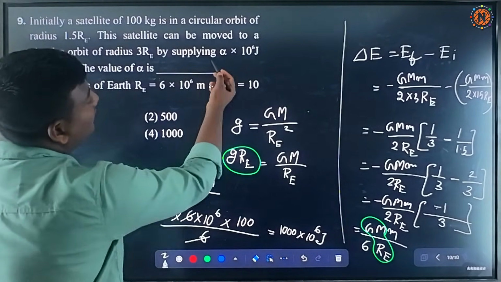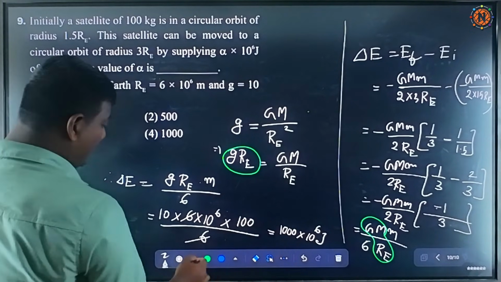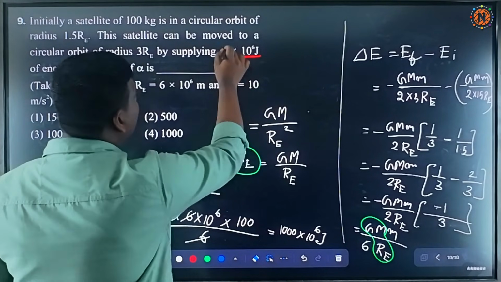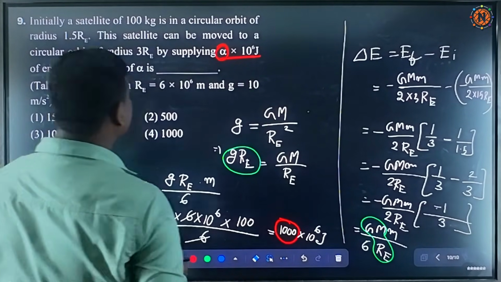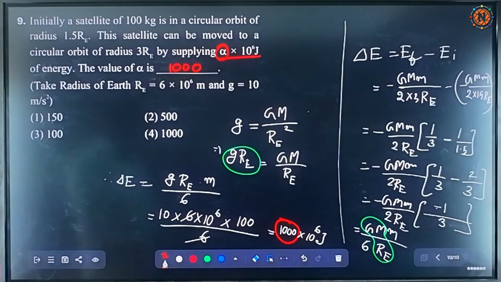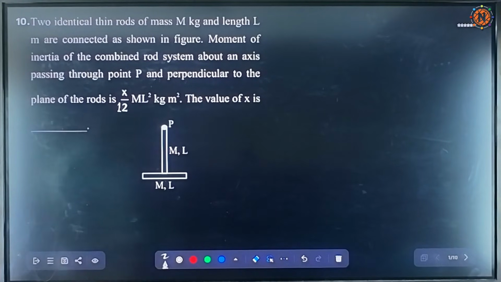So we need to find the value of alpha. So see this equation and we can compare with alpha into 10 to the power 6. Yes or no? So alpha will be nothing but 1000. So in this case, alpha is 1000. See, very simple question. Okay, let's move to the next question.